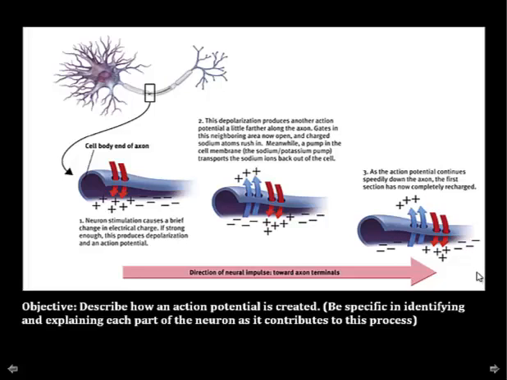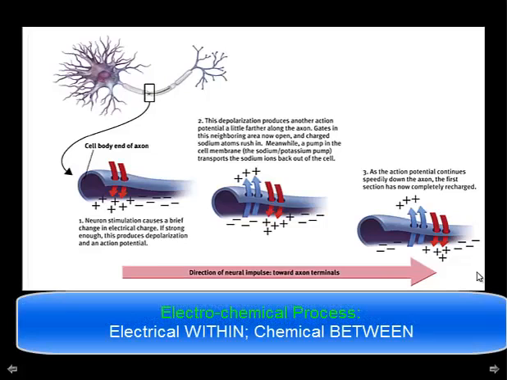Remember that once that neuron is recharged, it can then start accepting signals again. So this process is known as action potential as it moves down the neuron. Keep in mind that this is both a chemical process and an electrical process.